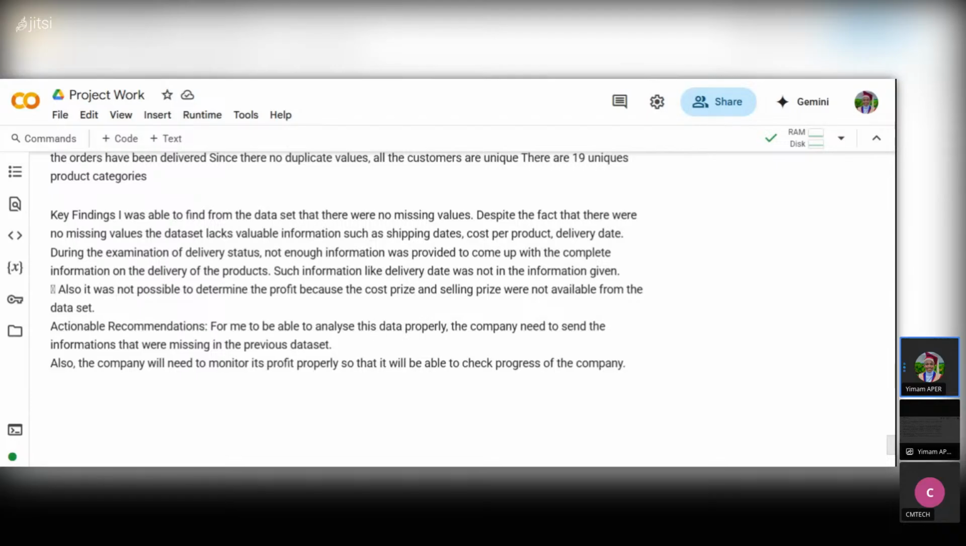So it will be wise enough if the company include that, and they should be careful enough to ensure that they check out all those. Okay, that's all for my presentation, Google Colab.